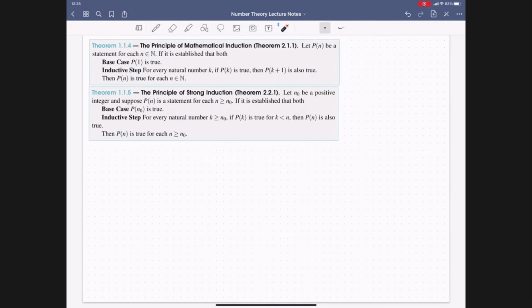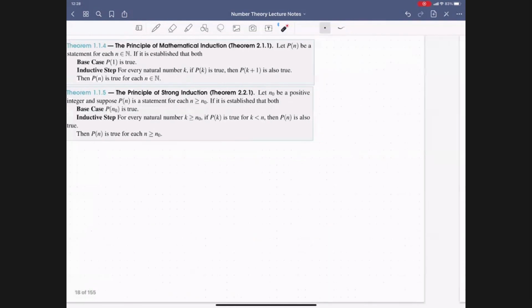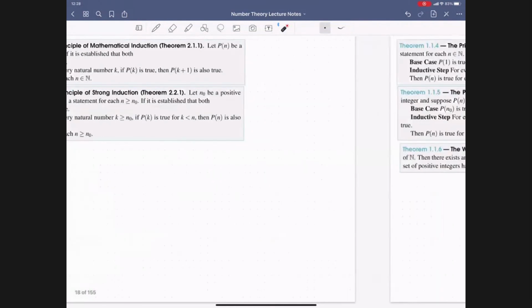And then there's a third statement. There's a bit of lag.